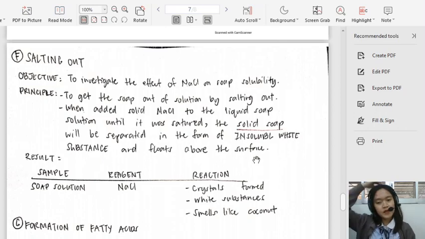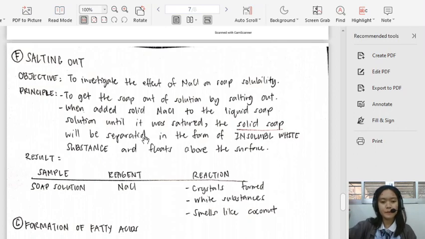the surface. So that is what you will collect, class, and then shape it in a container, and in time it will solidify. Okay, so you saturate your fluid or liquid soap by using the salt, that's why it's called salting out. Okay, and you will produce a solid soap and it will be separated. Okay, it will form white particles or white substances and it will float above the surface of the solution.